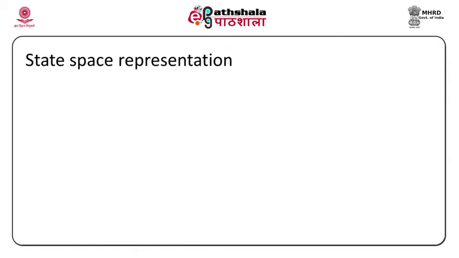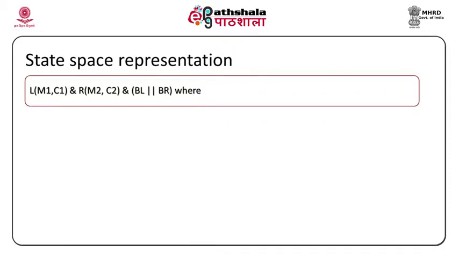Now, this is the state space representation. Look closely at it. L is the left side of the river; M1, C1 are the number of missionaries and the number of cannibals on the left side. R indicates the right side; M2, C2 are the number of missionaries and cannibals on the right side. BL or BR means the boat is on the left side or on the right side.